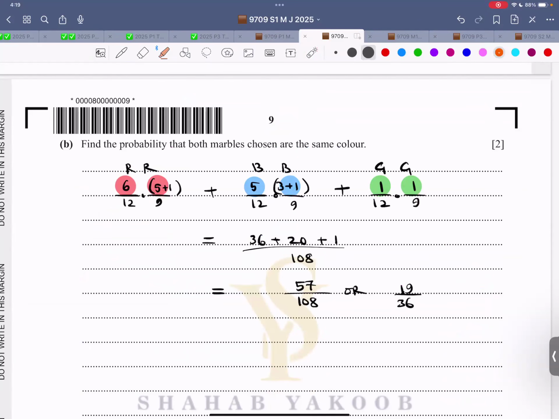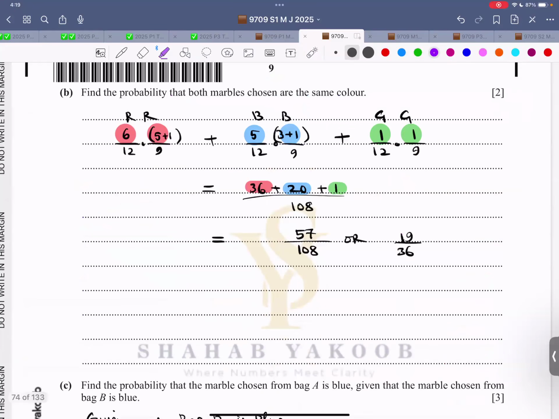So now look at the color combo that I'm writing. This is for red, red. This is for blue, blue. This is for green, green. All together, this adds up to 57. The denominator is 108. You can leave it in the exact form, or you can reduce the fraction. Do not involve decimals over here.